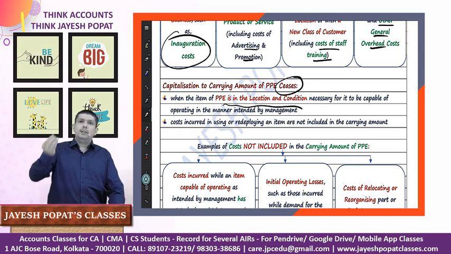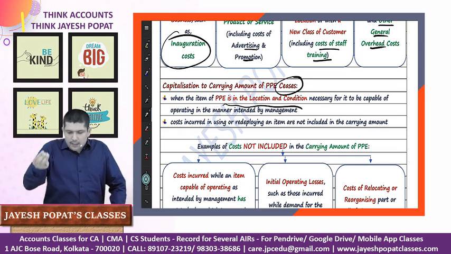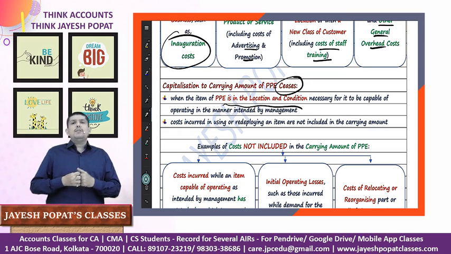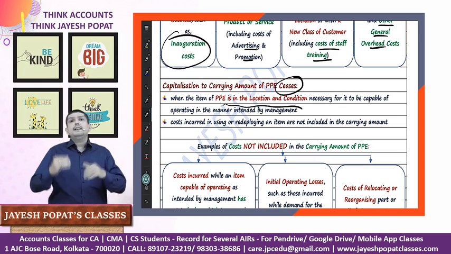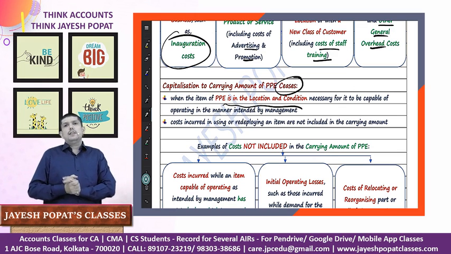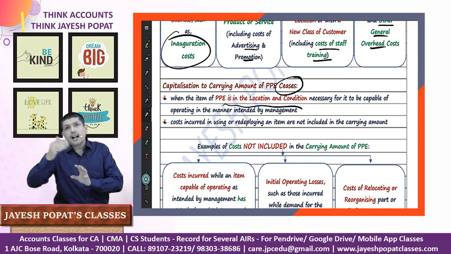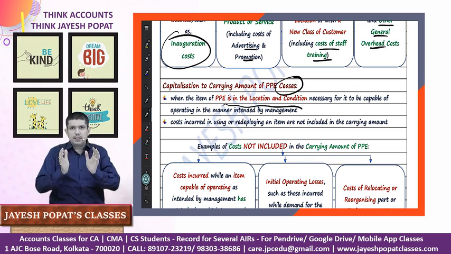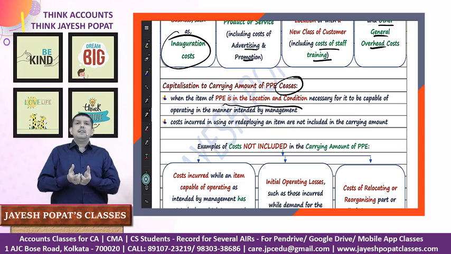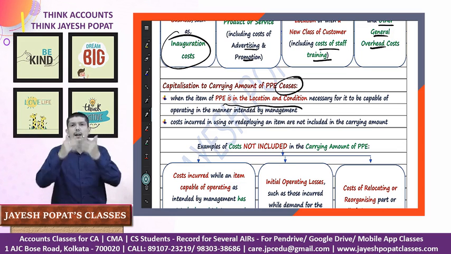For example, if I buy an AC, the cost of the AC will be there, then the transportation charge from the vendor to my premises will be there, then the installation charge at the requisite place will be included in the cost of the AC. But any cost incurred after that, now the AC is in a position that it can be used as it was intended by me. Afterwards, if I am incurring any cost, it will not be considered for capitalizing in the cost of the PPE.